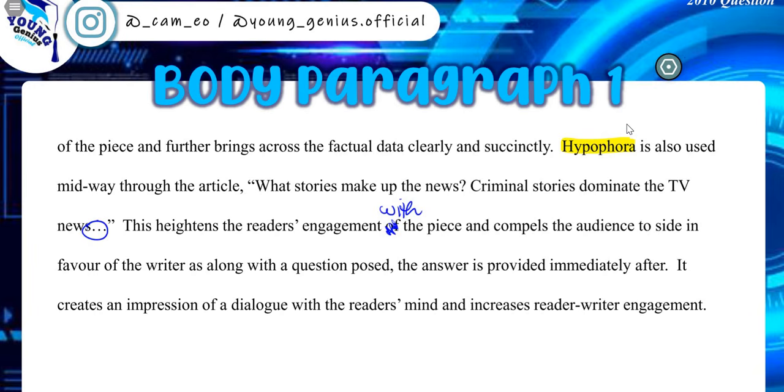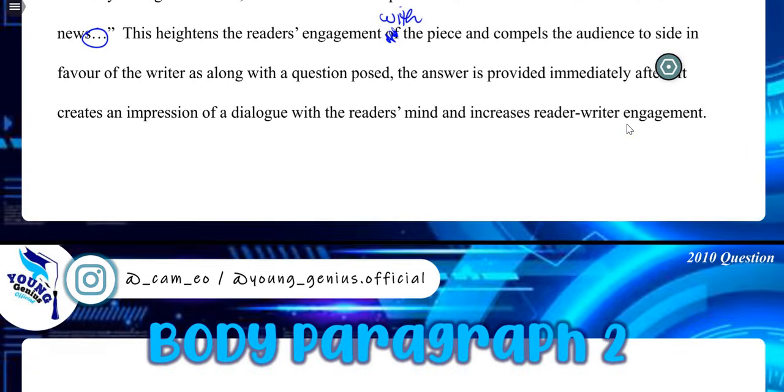So basically what I am saying is, by using hyperphora, the writer asks us, the readers, a question. So that is making me connect with the writer and actually think about that question that he or she is asking me and try to come up with an answer. While pondering that answer, I'm given the answer immediately after. So I am urged to agree with what the writer is saying, right? And it creates an impression of a dialogue with the reader's mind and increases reader-writer engagement.